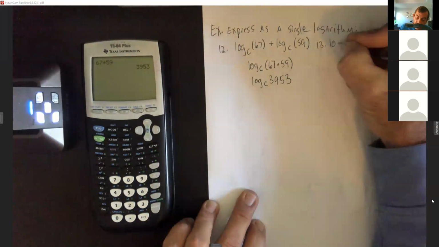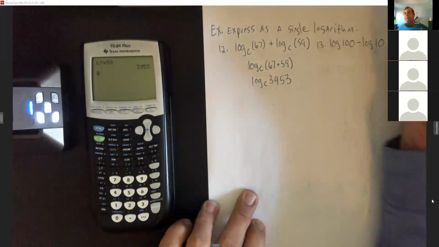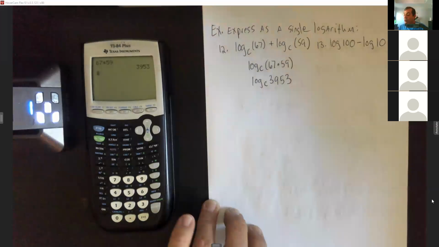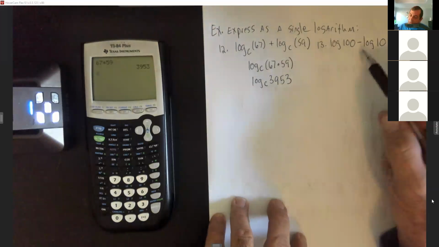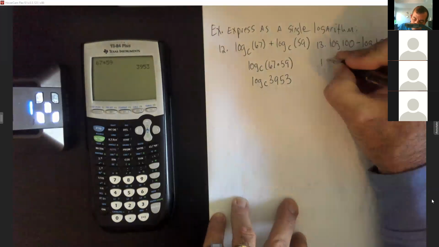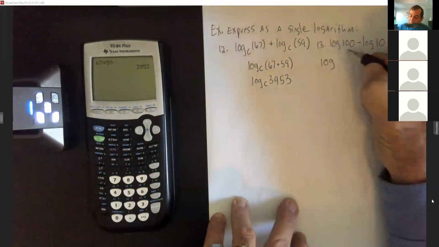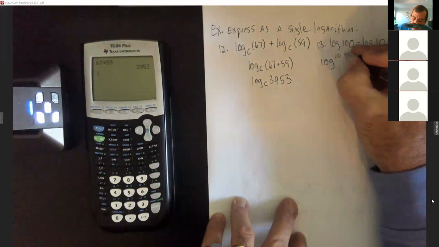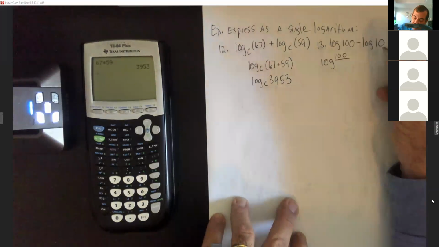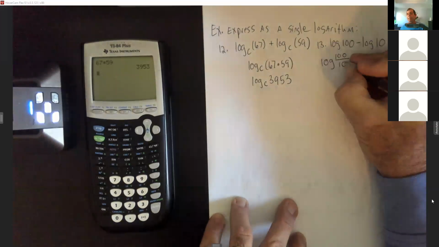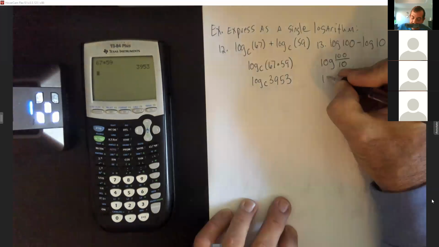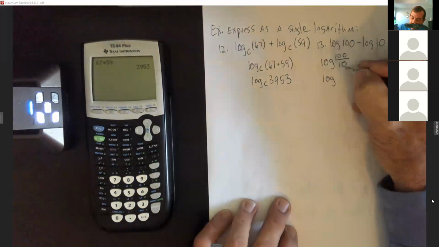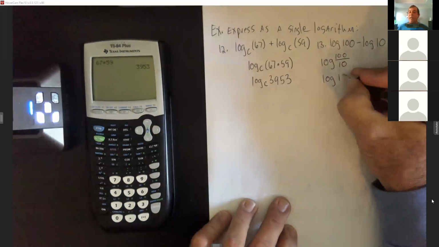Number 13 is a log of 100 minus a log of 10. So these ones are subtracted. To rewrite subtraction, it's going to look like division. Since 100 is the positive term, it's going to the top. The 10 is the negative term, it's going to the bottom. We know what 100 divided by 10 is, that's just going to give me a log of 10.